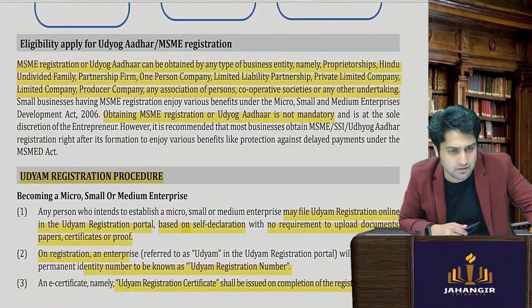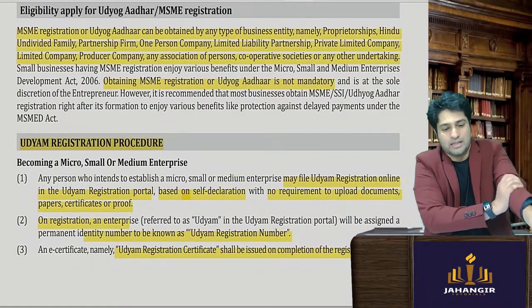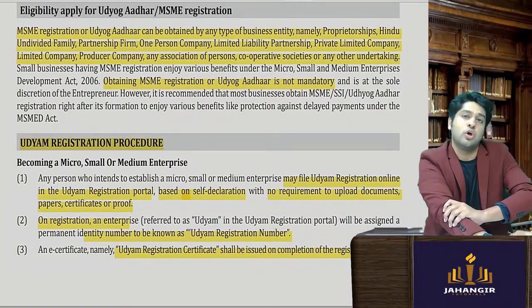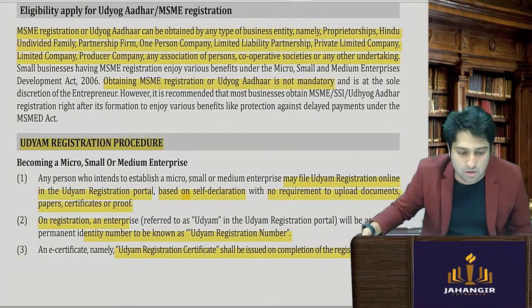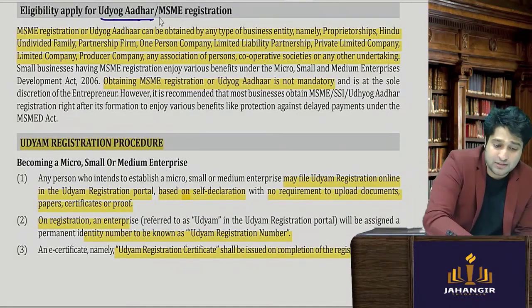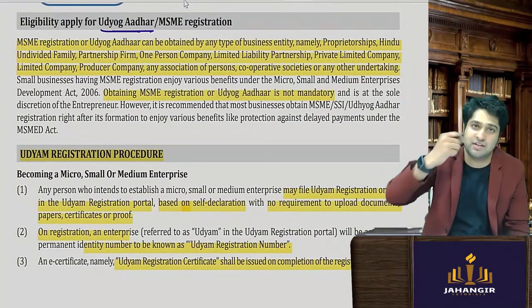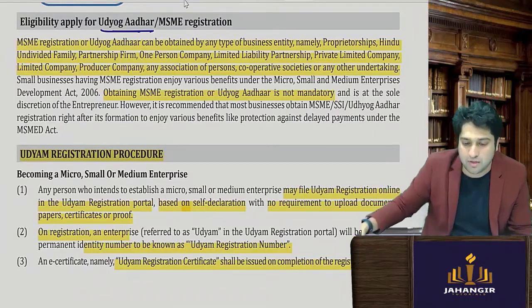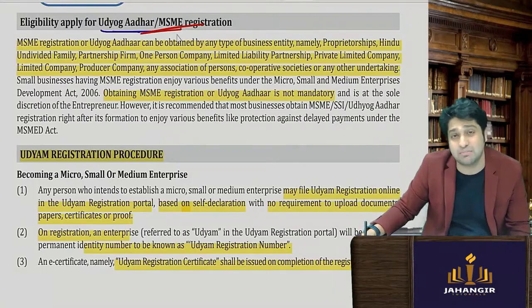Now eligibility to apply for Udyog Aadhaar. Now someone will ask, what is Udyog? Udyog English meaning is business. So business registration, business Aadhaar. Okay. Now another thing you must have seen, MSME. So even I have done MSME registration also. Now it's very simple, and I don't feel they take any money also.